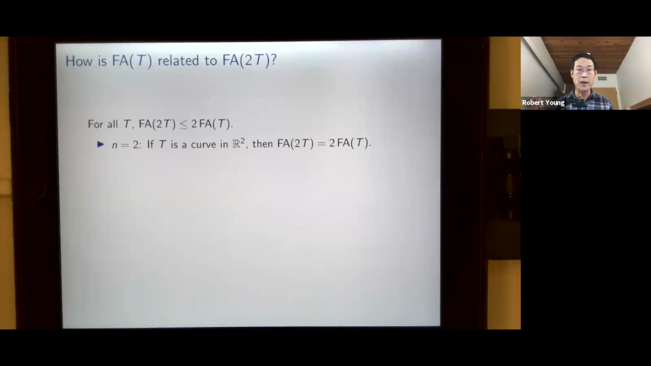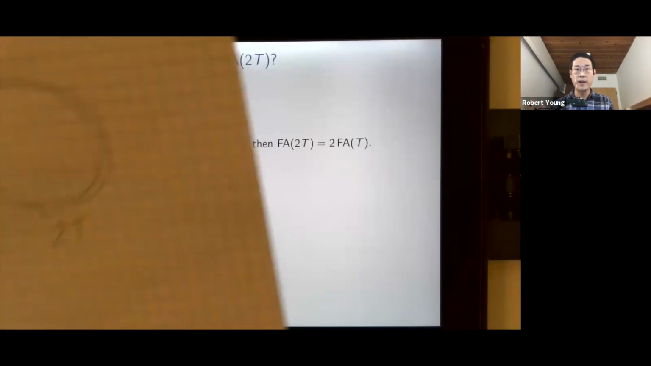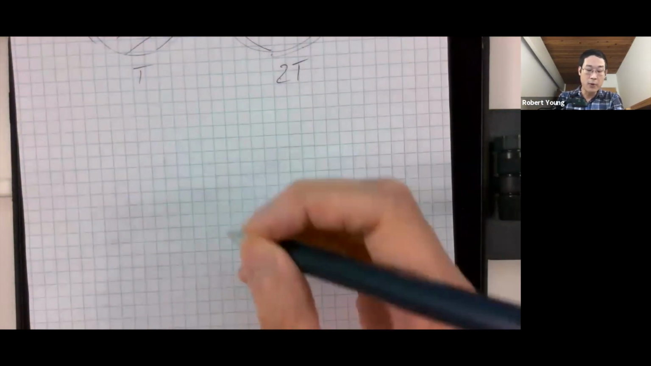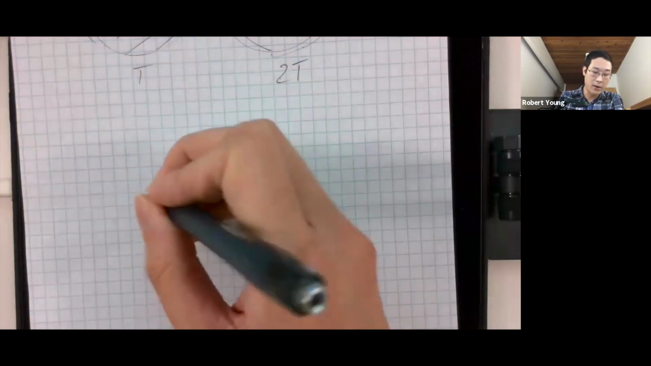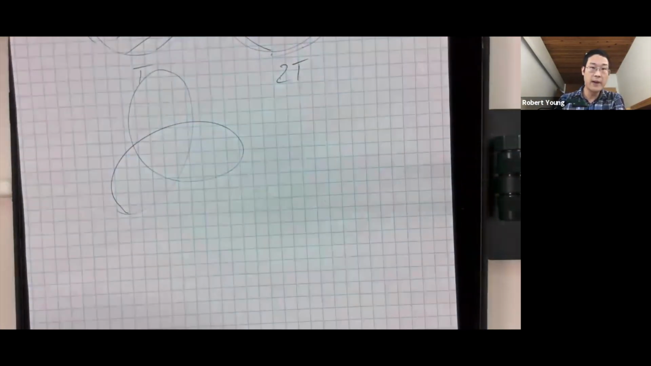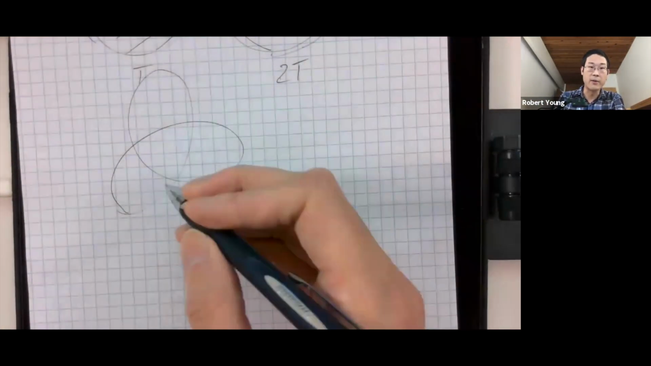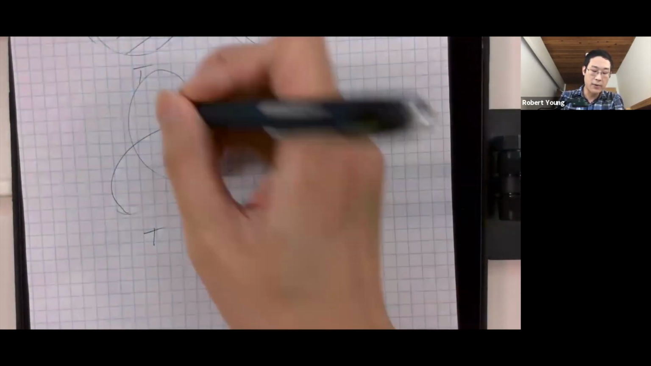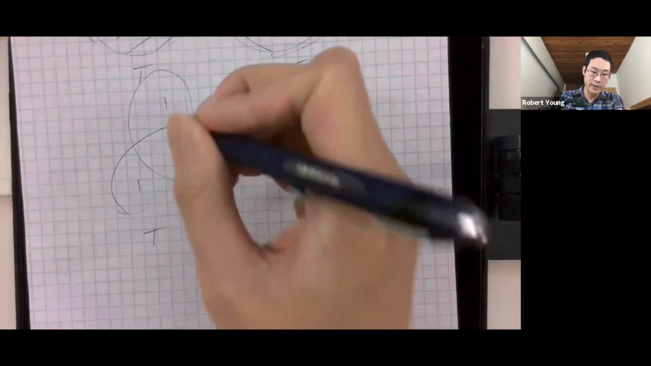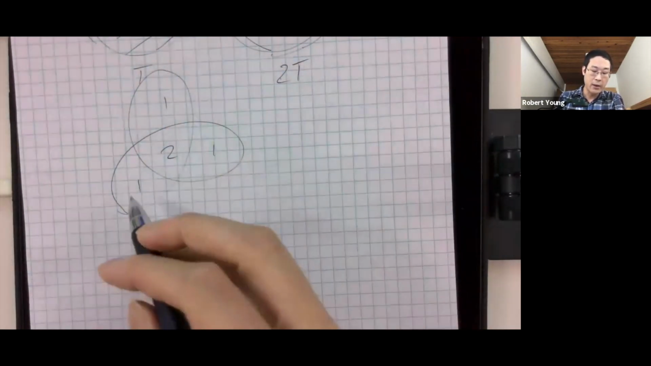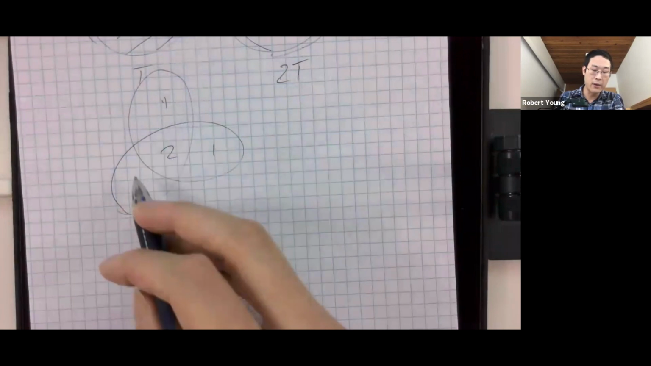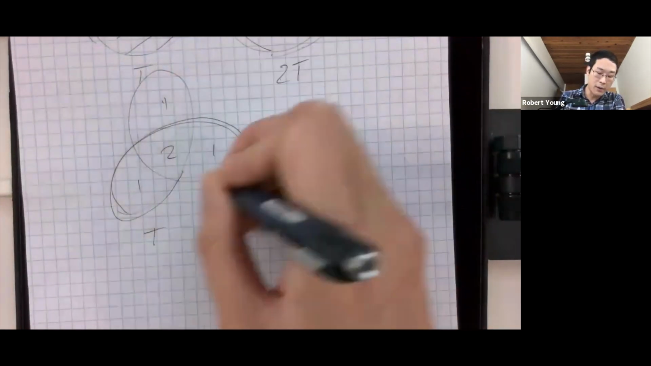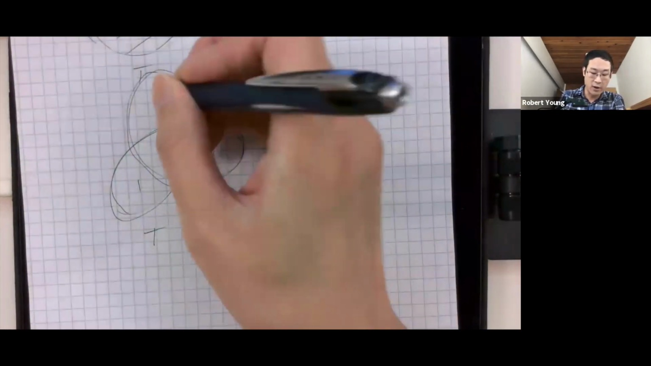So for instance, if n is equal to 2, if you have a curve in the plane, then the filling area of 2T is equal to twice the filling area of T, because in the plane, filling area is mostly a question of winding number. If I have a curve like this is my T, then it has winding number 1 around this region, 1 around this region, 1 around this region, 2 around this region. And so the filling area is the sum of the areas of these regions plus twice the area of the center. If I go around the curve twice, all my winding numbers double.